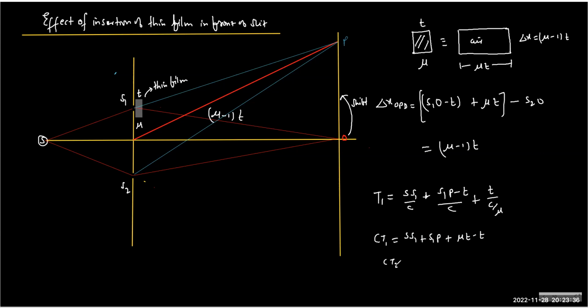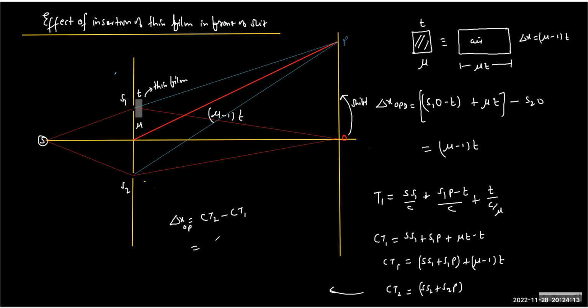You can see for yourself that the answer is SS1 plus S1P. This is additional to the path. But CT2 will be the same because nothing is there: SS2 plus S2P. And then the way of writing is delta X optical equals CT2 minus CT1. That's very simple, the same. Always make sure that you write below minus above.